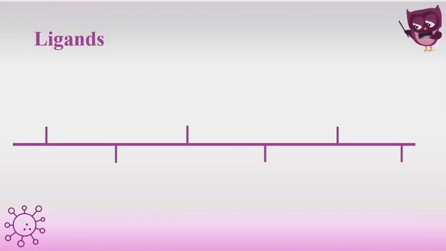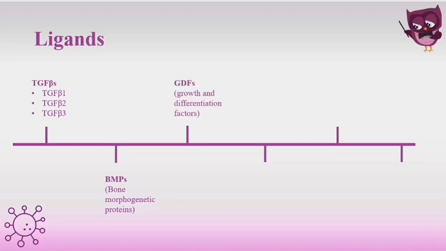The ligands of the TGF-beta superfamily include TGF-betas, including TGF-beta 1, TGF-beta 2, and TGF-beta 3. Other ligands are the BMPs, also known as the bone morphogenetic proteins, GDFs, the growth and differentiation factors, activins, activin A, B, and AB, the AMH, called the anti-Müllerian hormone, and nodal.